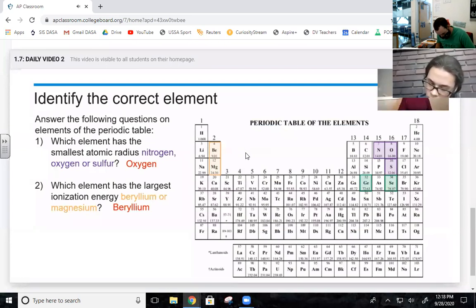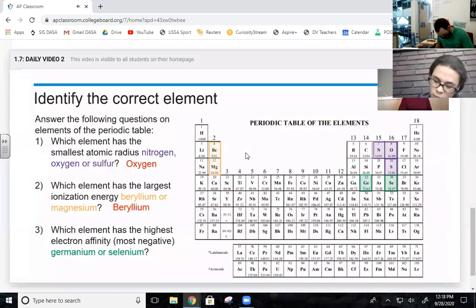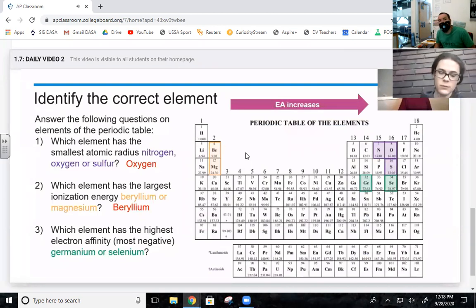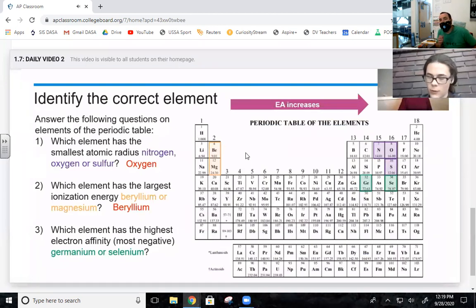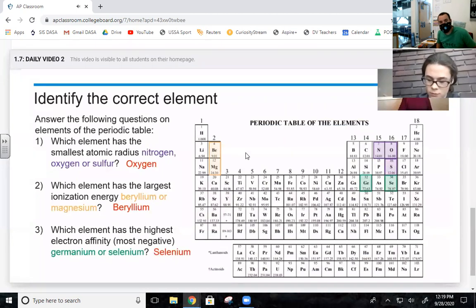And for the last one, if we take a look at the electron affinity for germanium and selenium, the question is, which of them has the highest electron affinity? In other words, which one is the most negative? Again, the trend going across the periodic table is that electron affinity increases. And so in this case, selenium should have the highest electron affinity. That's because selenium has more protons, which means that the electrons will be more attracted, and therefore the atom will release more energy when you add that electron.